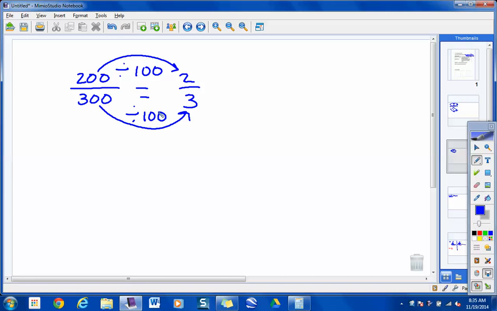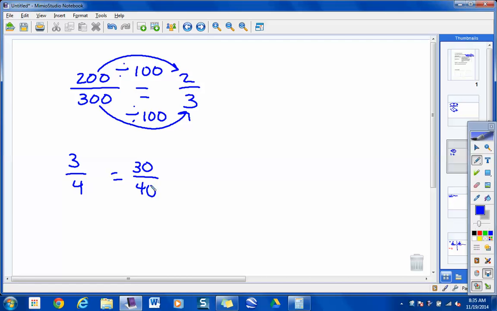When they say write equivalent fractions, if I have 3/4 right here, I like to call one 30 and one 40. What did I multiply both by? 10. Okay, that's pretty easy, isn't it? Or I could just double both values.